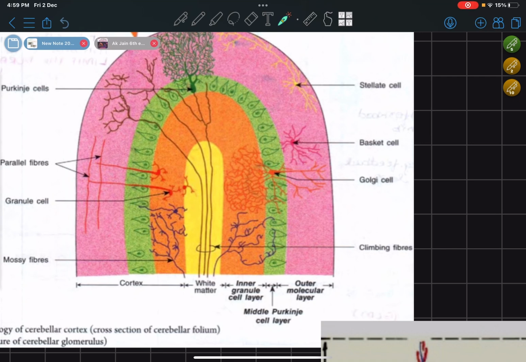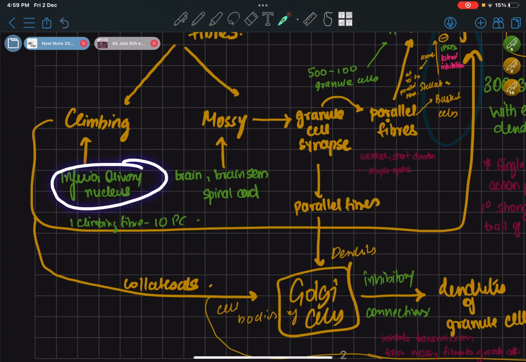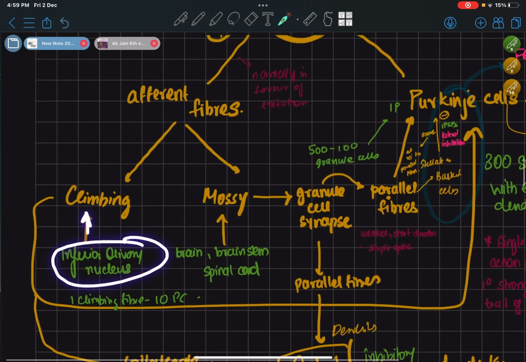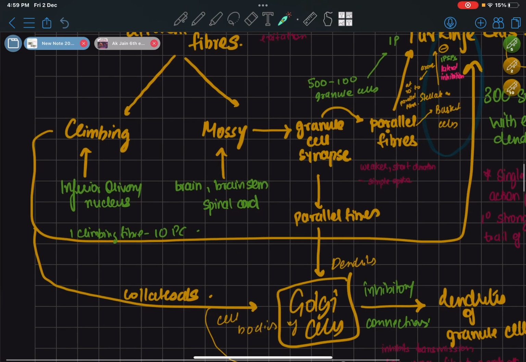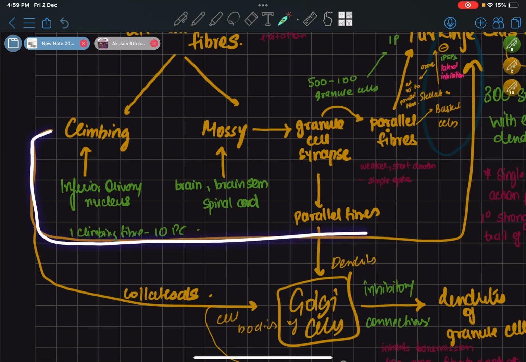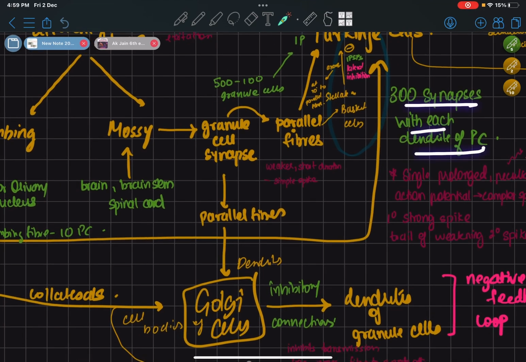What there is to discuss here is that they are coming from the inferior olivary nucleus. We are getting the climbing fibers. One thing they're doing is an excitatory effect on the deep nuclear cells. The second thing is it is going and synapsing with the Purkinje cell dendrites that we discussed. One climbing fiber is innervating, or synapsing with, at least 10 Purkinje cells, and there are 300 synapses with each dendrite of the Purkinje cell.